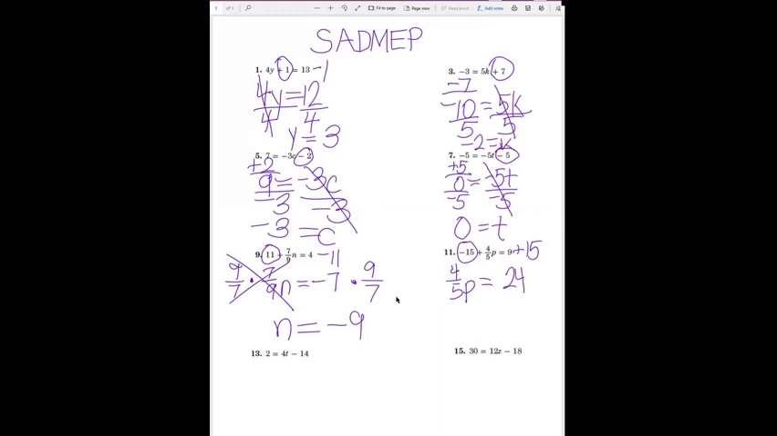Once again, when we have a fraction, we need to flip it to its reciprocal. The reciprocal of 4/5 is 5/4. We are going to multiply times 5/4 on both sides. The fractions on the left side will cross out since they are the same fraction. Then we need to multiply 24 times 5/4. The answer is 30. P equals 30.